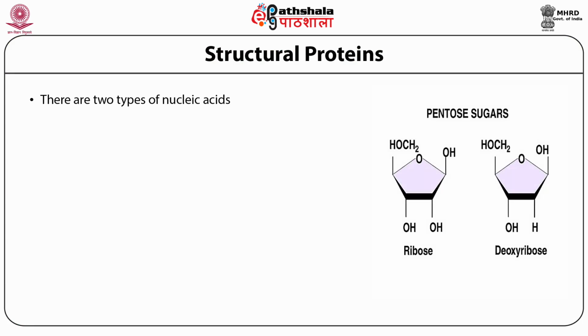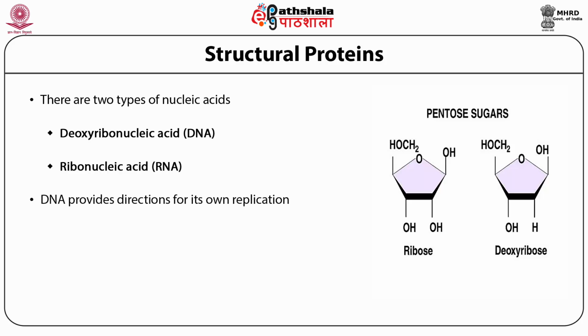There are two types of nucleic acids: one is deoxyribonucleic acid and the other is ribonucleic acid. In ribose, the C2 has a hydroxy group, whereas in deoxyribose the C2 portion doesn't have a hydroxy group. That is the only difference between these two molecules.